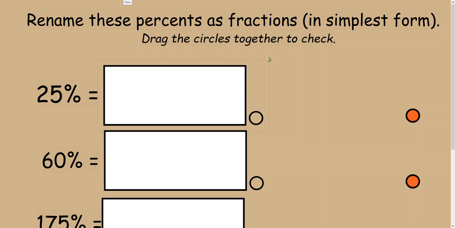All right, now that you're back, we have 25%. So we know that it's what? 25 out of, percent is always out of, yep, that's right, 100. And now all we do is reduce it. What number will divide into both 25 and 100? Well, the biggest one is 25. So we have to divide both the numerator and the denominator.